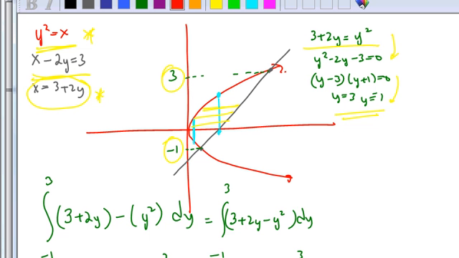We're not talking about top and bottom, we're talking about right and left. So the furthest right is the straight line, and the furthest left is the parabola. And remember, we're using the y variable, so everything has to be written in terms of y, and we're integrating with respect to y. So now it's just a straight up integration.